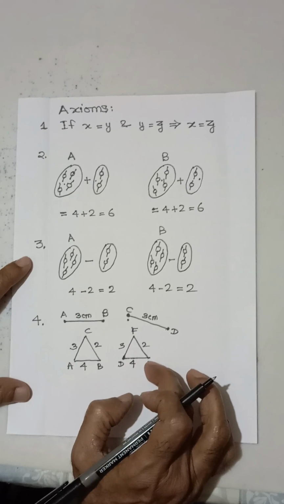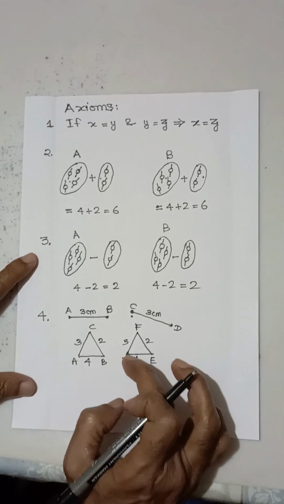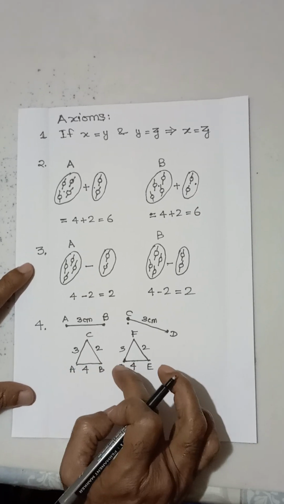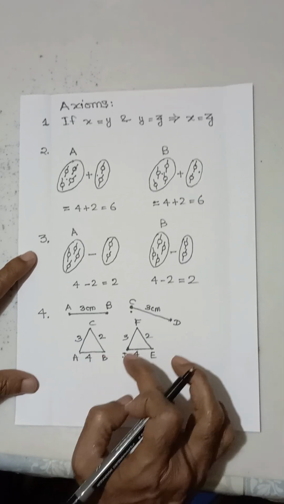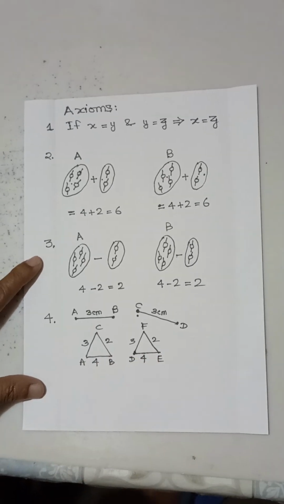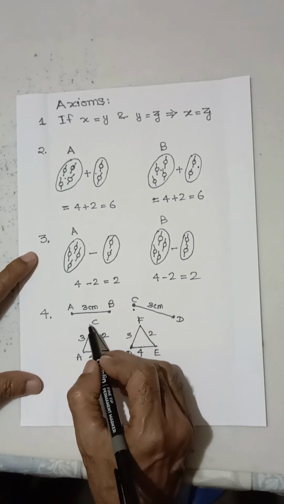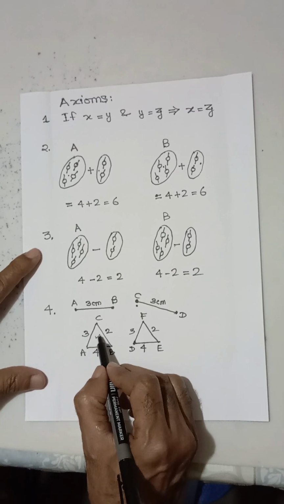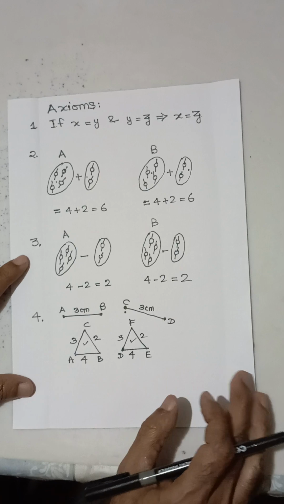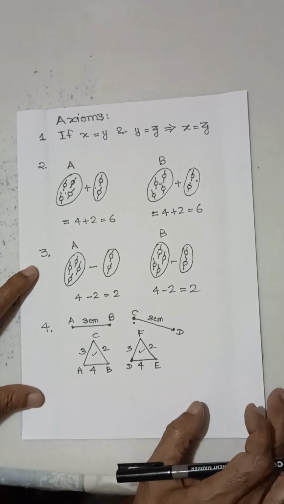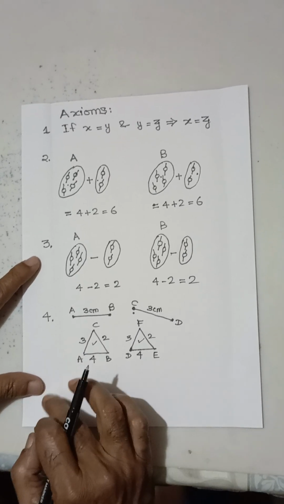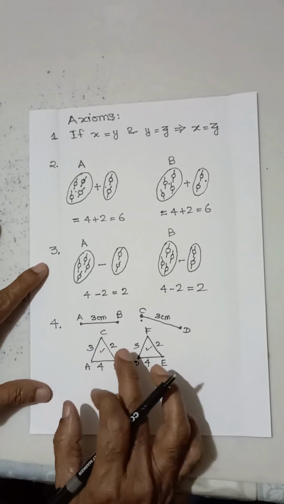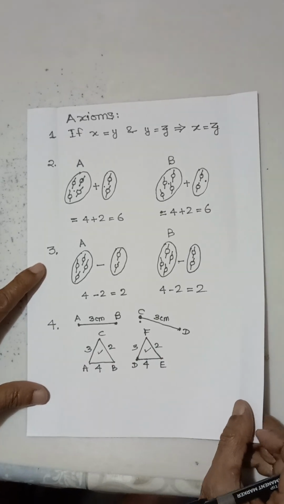Now if we coincide E with B, then automatically A will coincide with D and F will coincide with C. Then it means that both the triangles are equal. Rather, in the word of triangle it is congruent, but here we will say that both the triangles are equal.